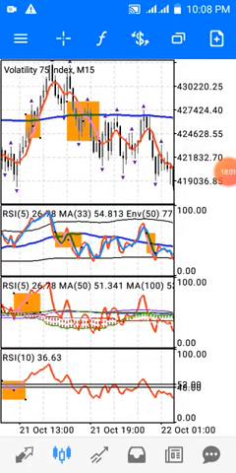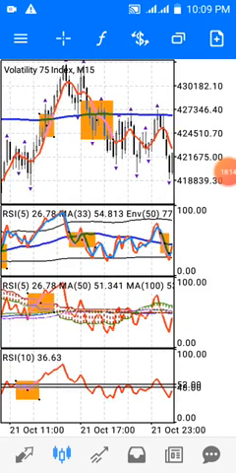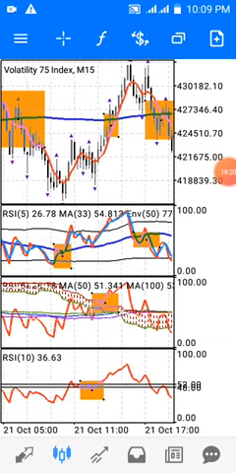Now the synchronization: when you synchronize all the signals on all 4 windows, it can give you a very good signal, a near perfect signal that you can easily scalp some profit from.